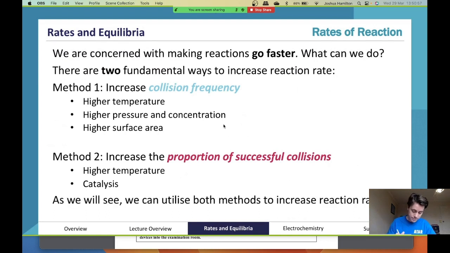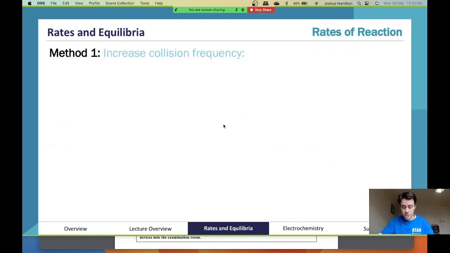So, increasing collision frequency. Let's think about this logically. If you have a reaction and you want the reaction to occur, we discussed that things need to collide, and they need to collide with sufficient energy in the right orientation. But the first rule in that essentially was they need to collide. If things don't collide, nothing happens. So we need things to collide more often. So let's think about ways we can make things collide more often.